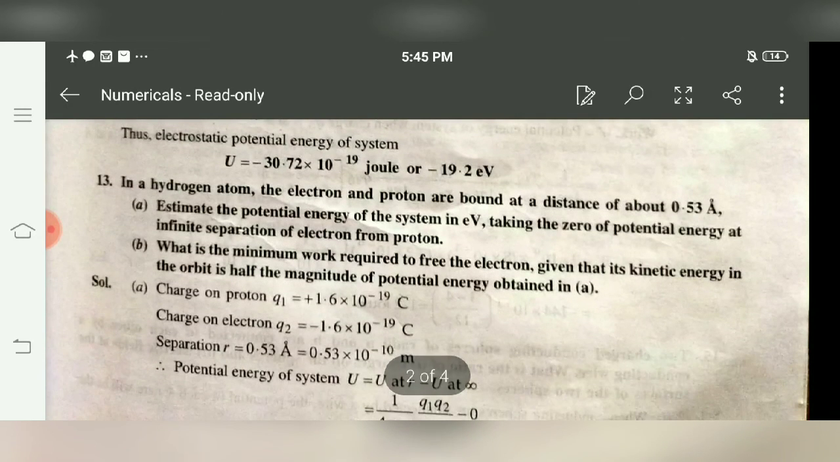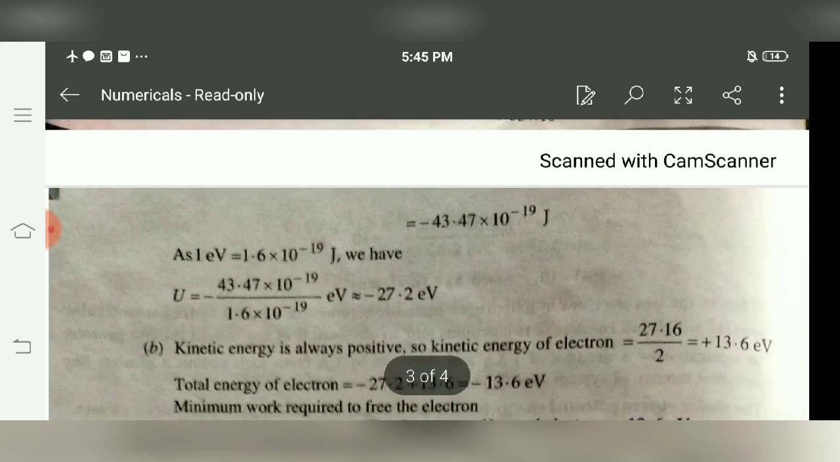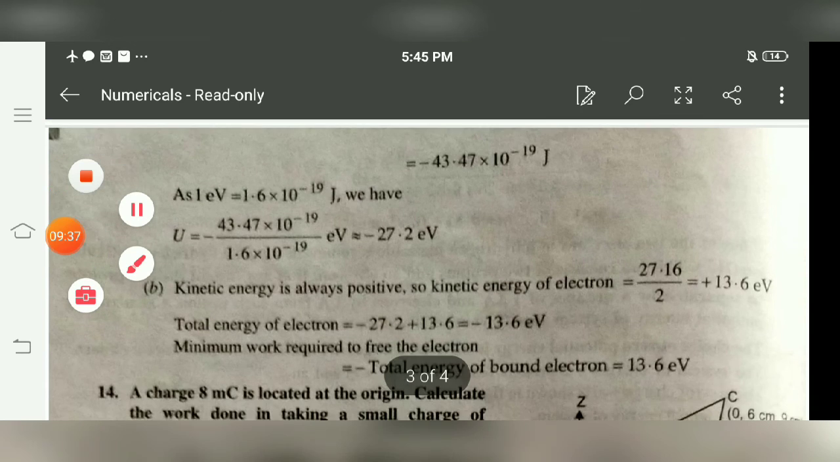Second point: what is the minimum work required to free the electron, given that its kinetic energy in the orbit is half the magnitude of the potential energy? So this is the value of potential energy. Taking half of it, we get the kinetic energy.